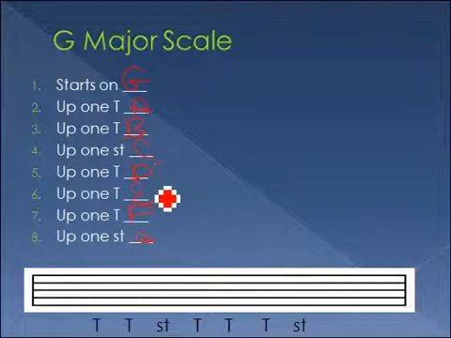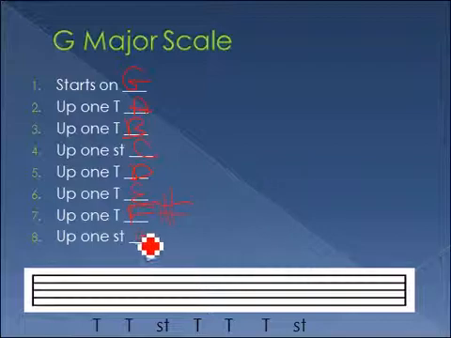We can't change E, because if we change E, it's going to mess everything else up. And we don't want to do that. And we want to keep going. So we've got to change that F and make it an F sharp. See, this is where our accidentals come into play with our tones and semitones.